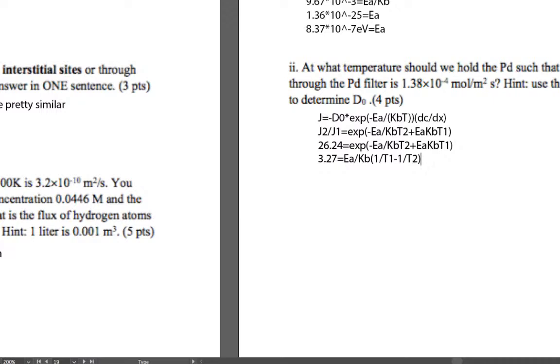But then we need to multiply it by the kB. And what is the kB here? The kB is 8.314 divided by the NA, which is 6.02 times 10 to the power of 23. And so what we will get is 331.77, which must equal 1 over T1 minus 1 over T2.